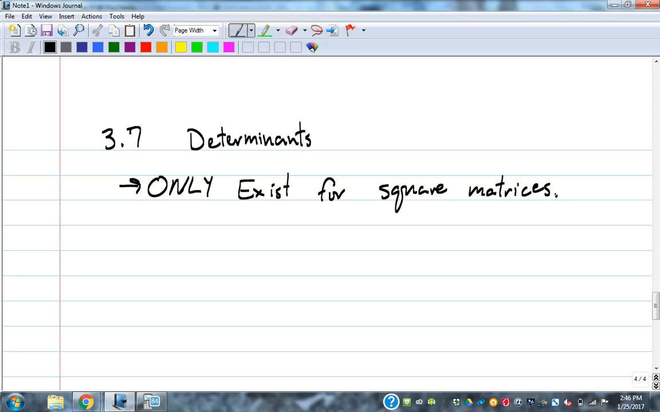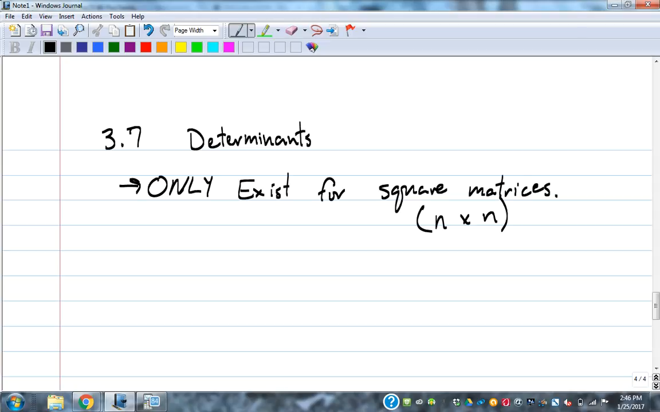What's a square matrix? Perfect. Absolutely. Something's square, it's got the same size both directions, right? So the same number of rows and columns. So a square matrix would be n by n, whatever size, 3 by 3, 4 by 4, 18 by 18, that sort of thing. Okay. So a determinant is like a property of a matrix.